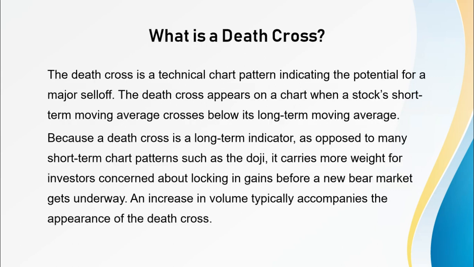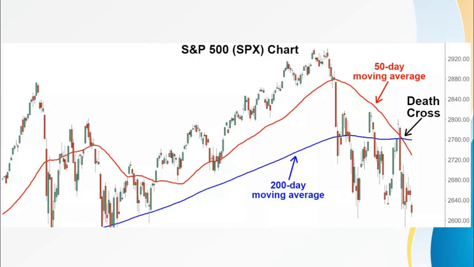So now let's see what a death cross is. This is again another technical chart pattern, indicating potential for a major sell-off. The death cross appears on a chart when a stock's short-term moving average crosses below its long-term moving average. Because the death cross is a long-term indicator as opposed to many short-term chart patterns such as the doji, it carries more weight for investors concerned about locking in gains before a new bear market gets underway. An increase in the volume typically accompanies the appearance of the death cross.